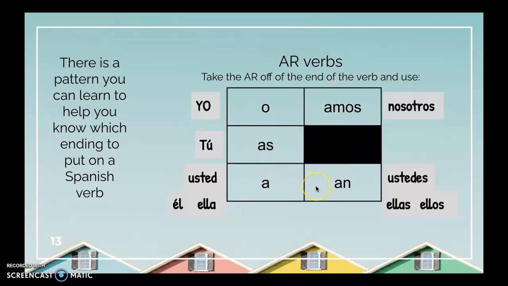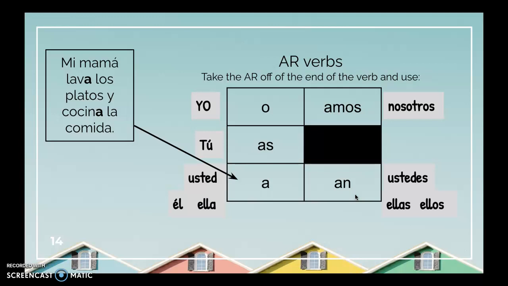These are going to be really helpful when we talk about our family. My mom does a chore, we'll be using this ending, she. My mom and I do chores, will be this amos ending. My parents do chores, they do chores, we'll use this ending. So these are going to be the extra helpful ones, okay, when you're describing what your family members do.